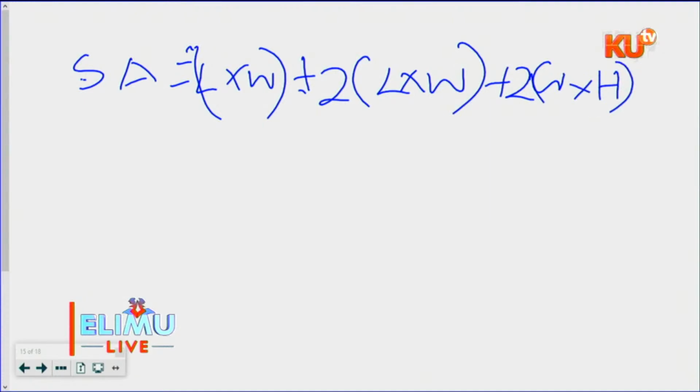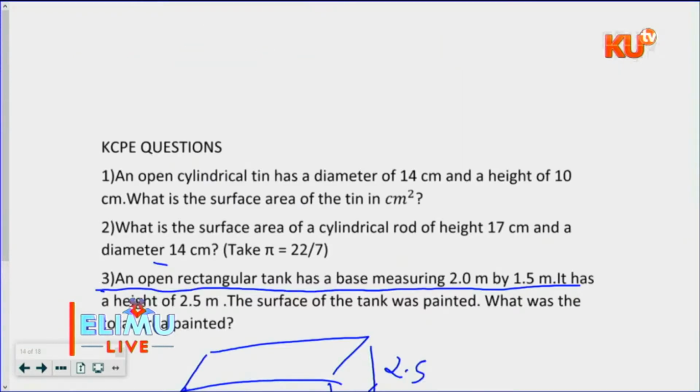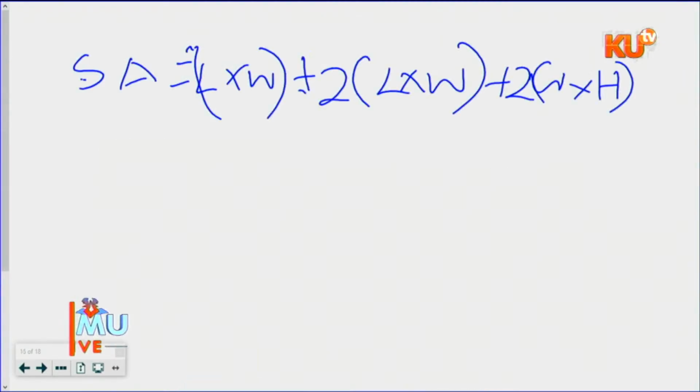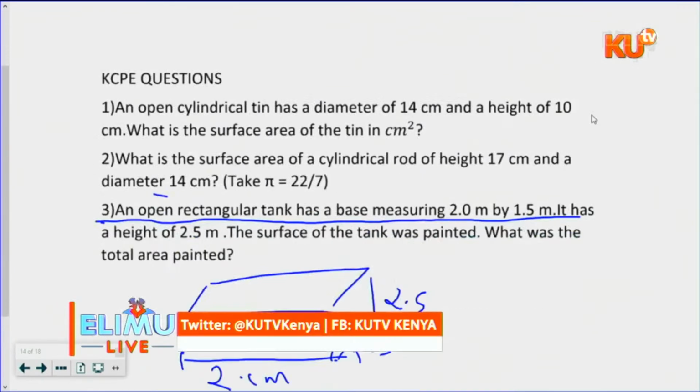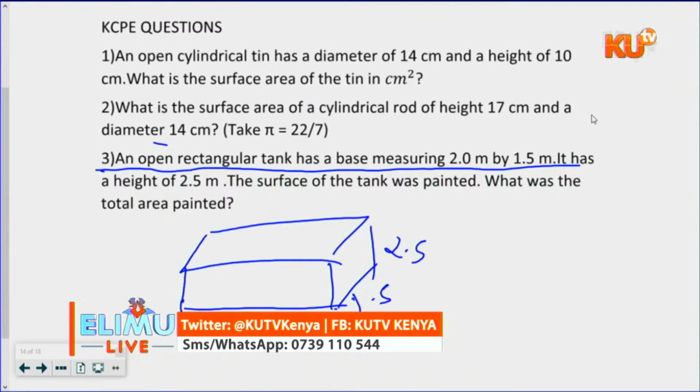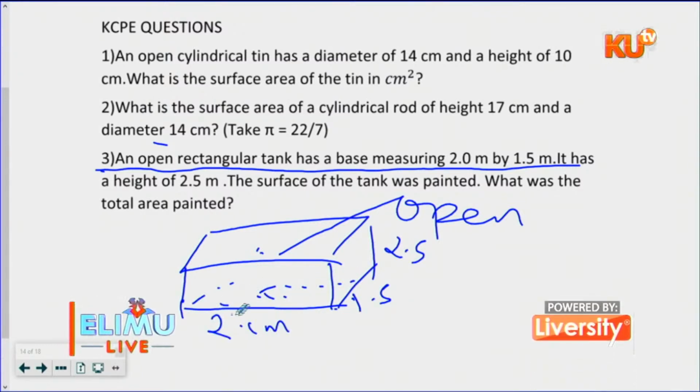So we come to our measurements here. Since the top is not there, this part here is open. We come to this bottom part, so this is what we are going to work out first. The length is 2, the width is 1.5.